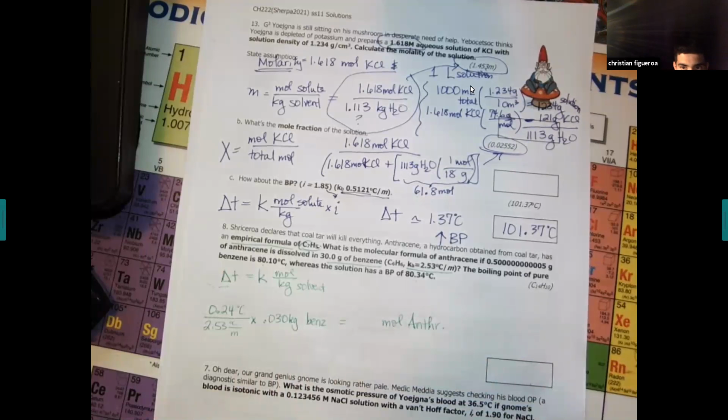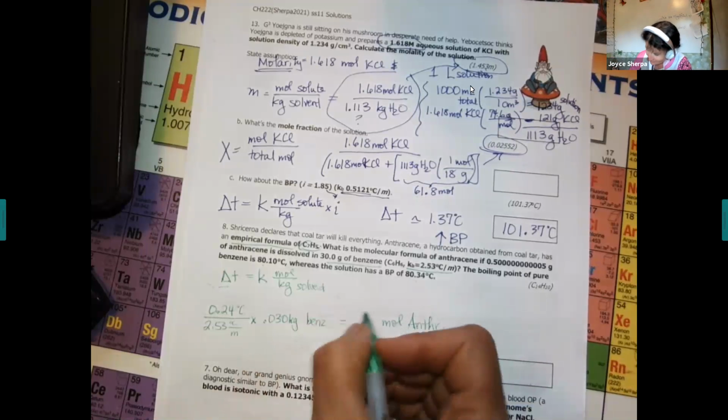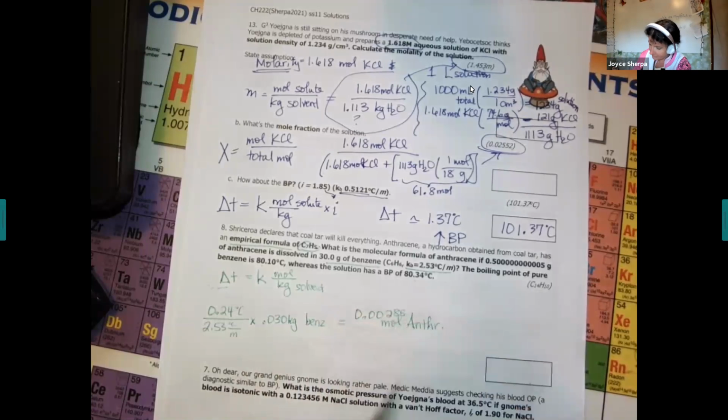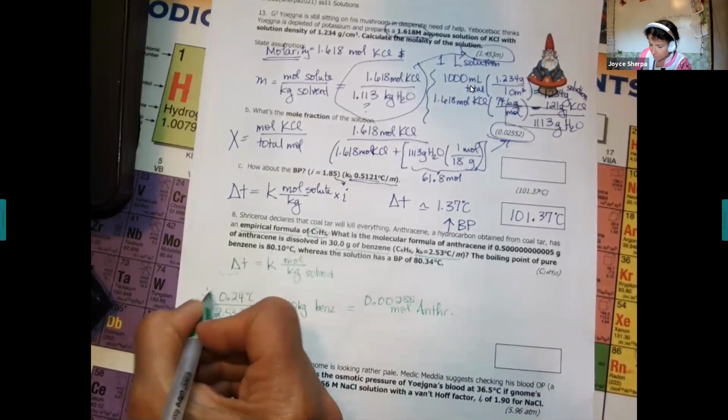Sorry, I had to look up what my number was. 0.00285. So this is usually going to be our first step.